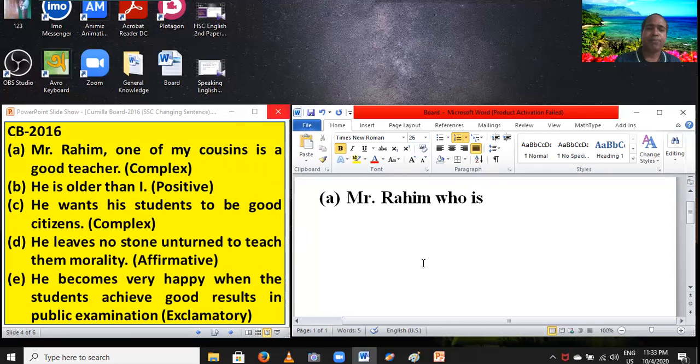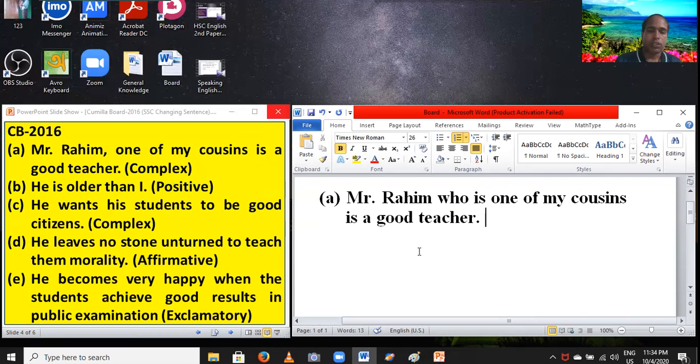An apposition, in fact, expresses extra information about the subject. You have to write one of my cousins, is a good teacher. Dear students, this sentence has become complex. You can change into complex by using this formula, if you find an apposition in the simple sentence.